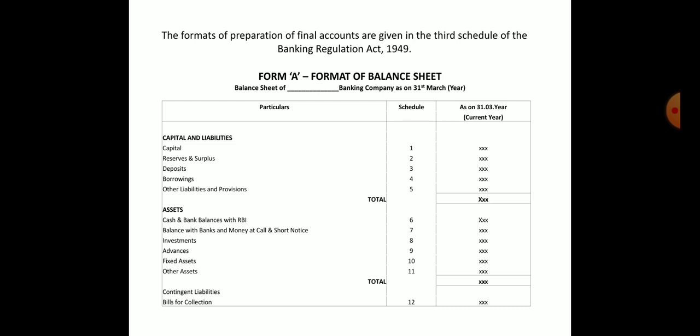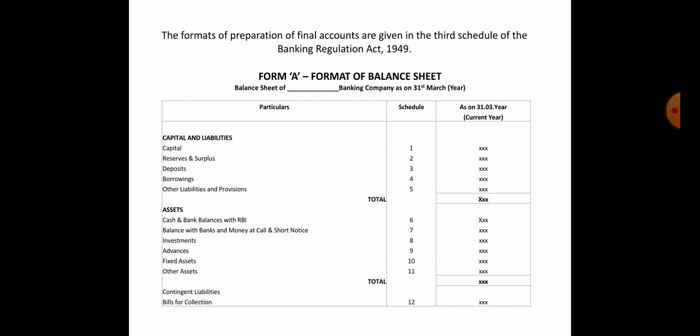Here, when we are talking about capital and liabilities, the first schedule is maintained for capital, the second is for reserves and surplus, the third is for deposits, various kinds of deposits such as fixed deposits and saving deposits. When a customer deposits into the bank, there is a liability of the bank; they have to pay the customer back after some tenure.